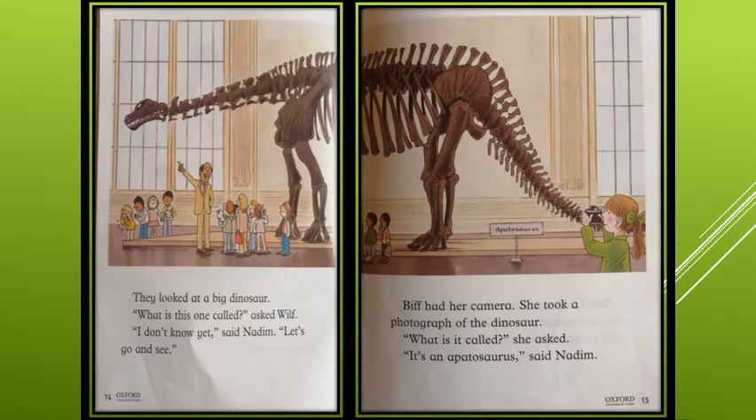Dear students, look at the dinosaur. Oh my God, it's gigantic. Can you see it has a long neck and a long tail too? So they were looking at the dinosaur. Who is crying? Look at the illustration. He's so afraid.